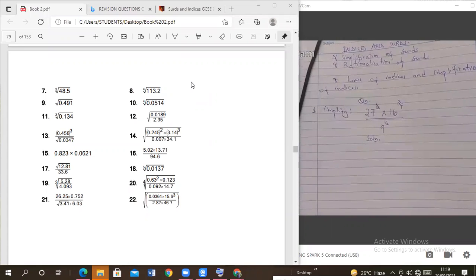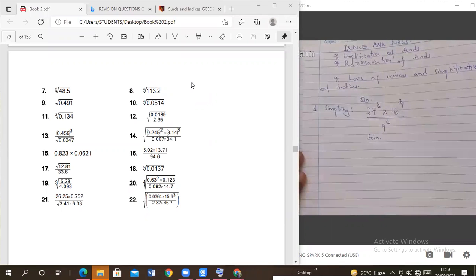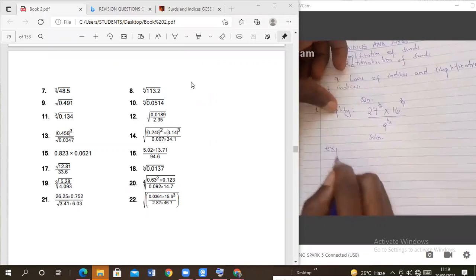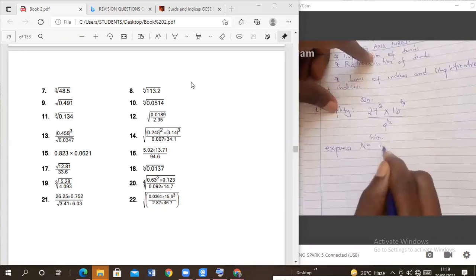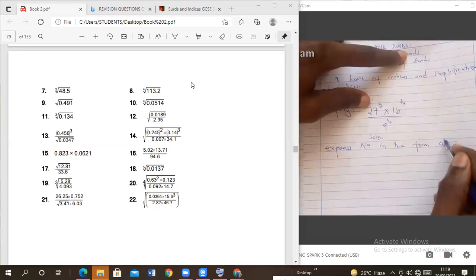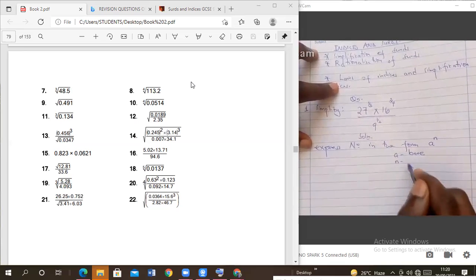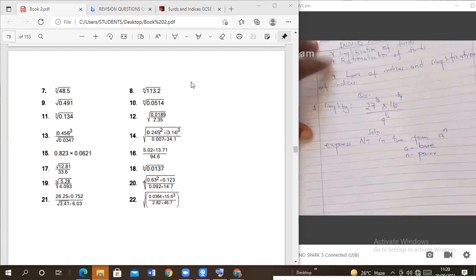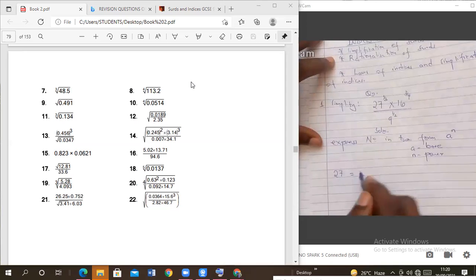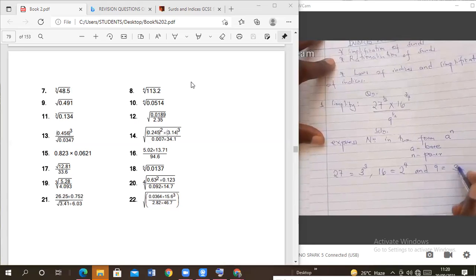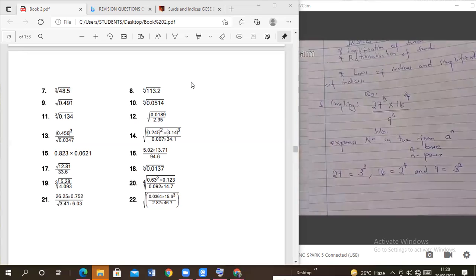Members, what do we do there? This is indices. We have to express numbers in power form, in the form a to the power n, where a is our base and n is our power. 27 is the same as 3 to the power 3. 16 is the same as 2 to the power 4. And 9 is the same as 3 squared.